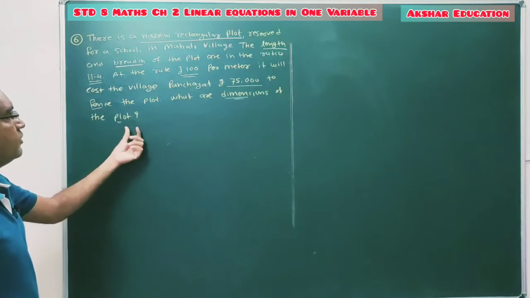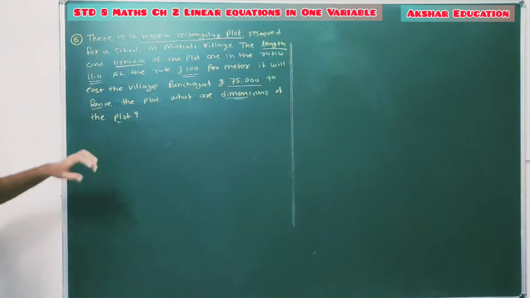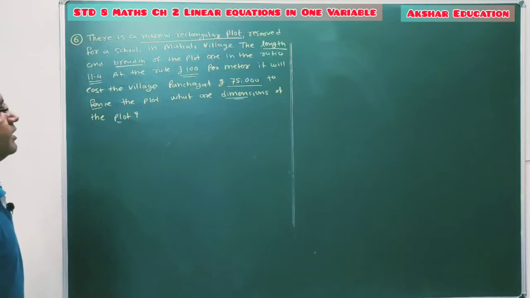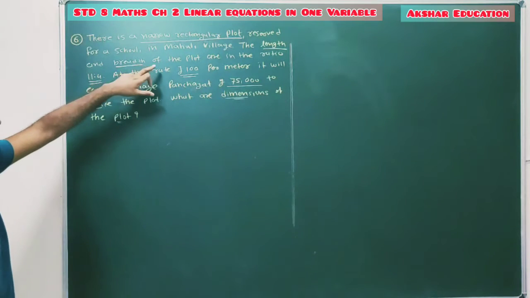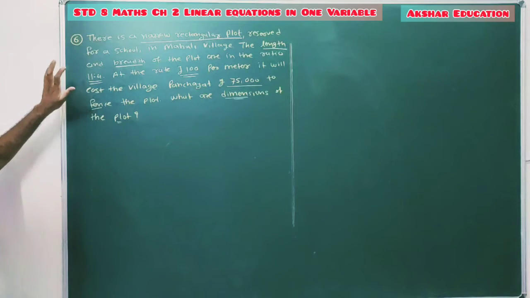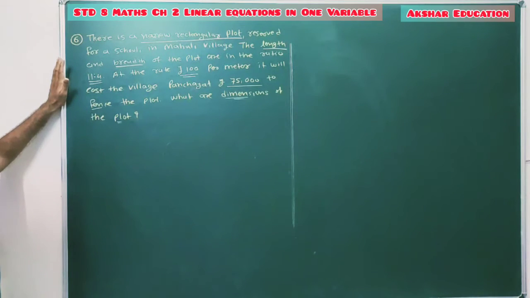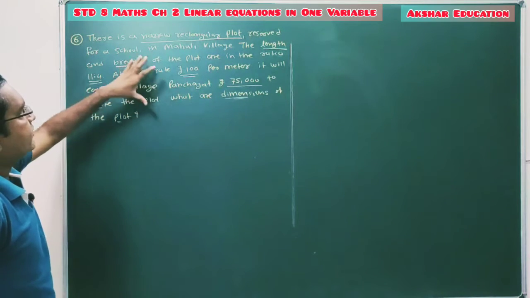What is the shape of the plot? It's a rectangular plot. Dimensions of the plot is nothing but the length and breadth of the plot. So the length and breadth of the plot are in the ratio of 11:4, that is given. Clear? So this is our question. So let's start with the given data. First you have to mention all the given data.